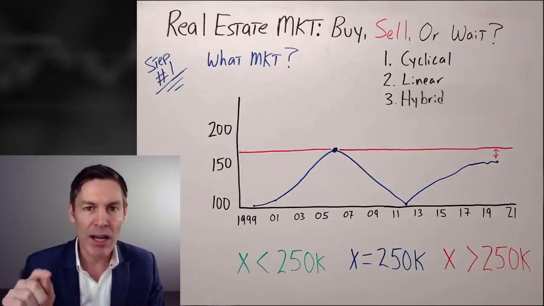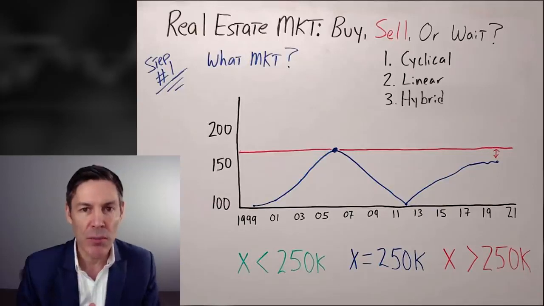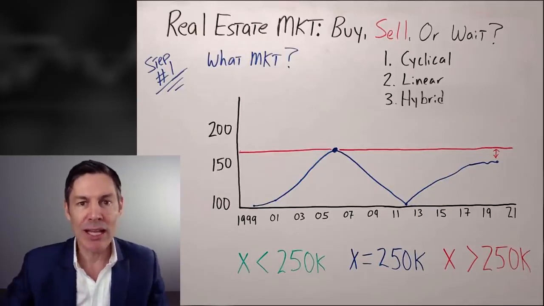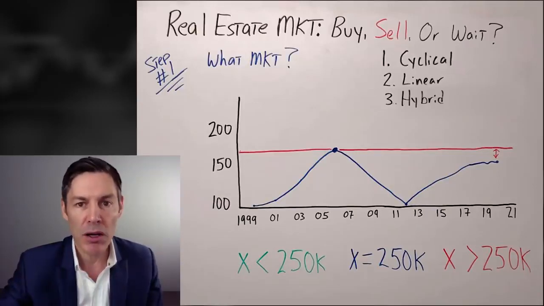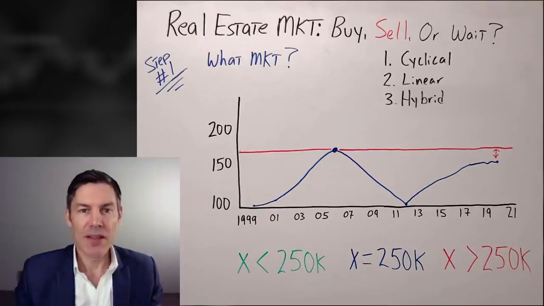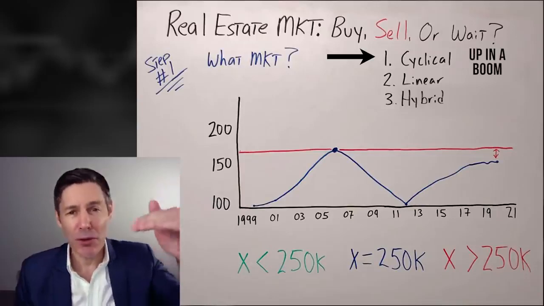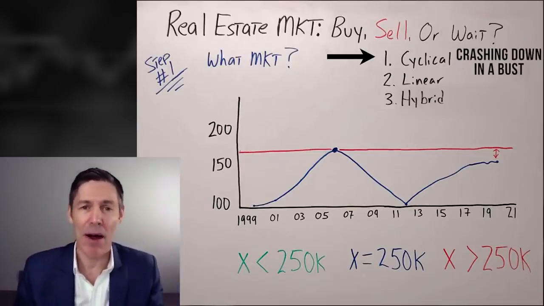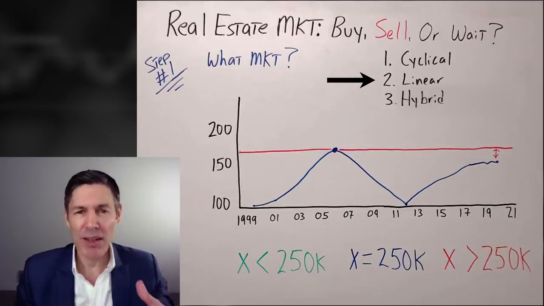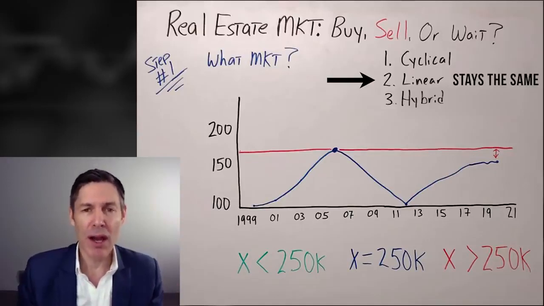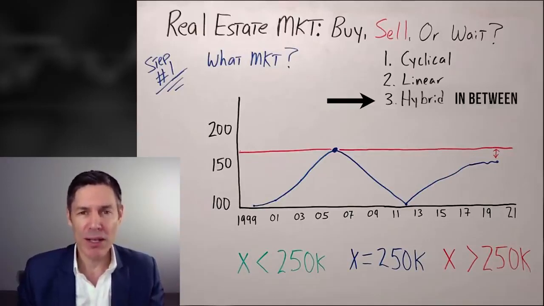So let's go right into that so you can determine if you live in a linear market, a cyclical market, or a hybrid market. The definition of a cyclical market and a linear market is very straightforward, easy to understand. A cyclical market is one that goes way up in a boom and comes crashing down in a bust. A linear market pretty much stays the same, kind of boring, and a hybrid market is right in between.